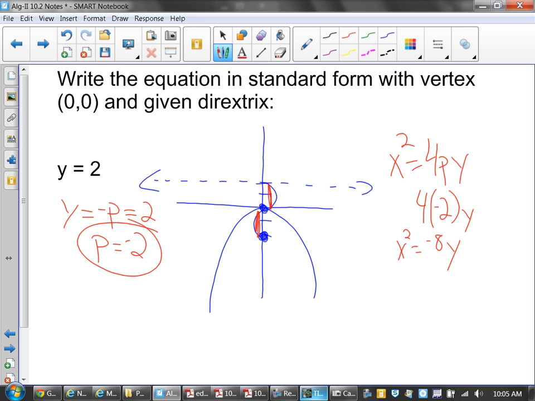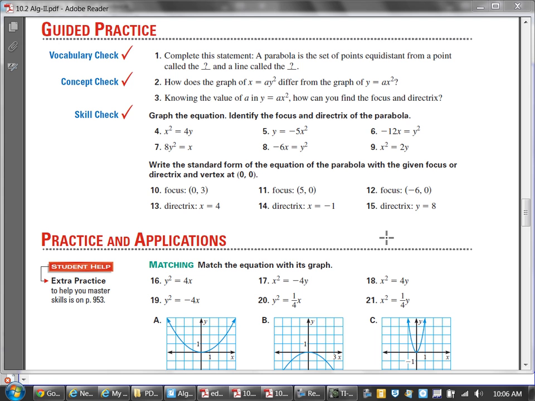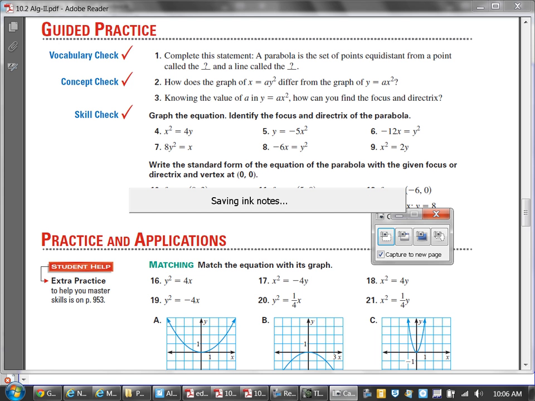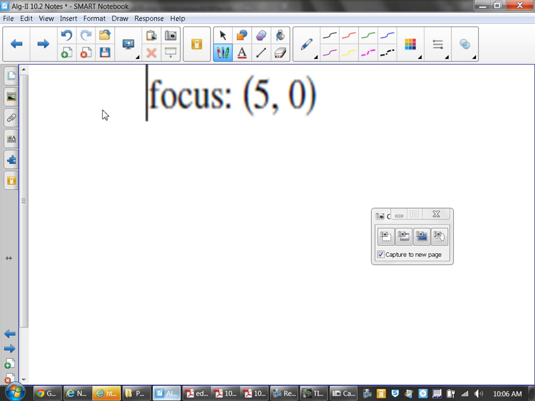Again, what we're looking at here is you're given a directrix, or you might be given a focus. Those values, knowing that every single one of these vertices is going to lie at the origin, will tell you what direction things are going. Let me show you another one like that. We'll write another equation. Here I have a focus at 5, 0.